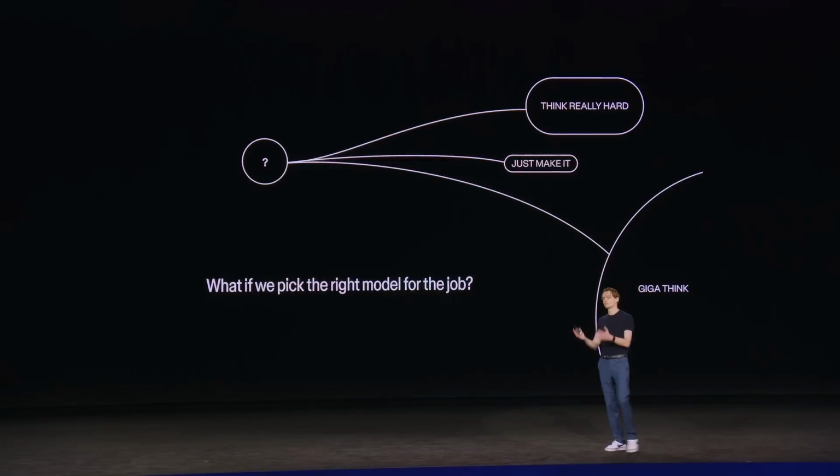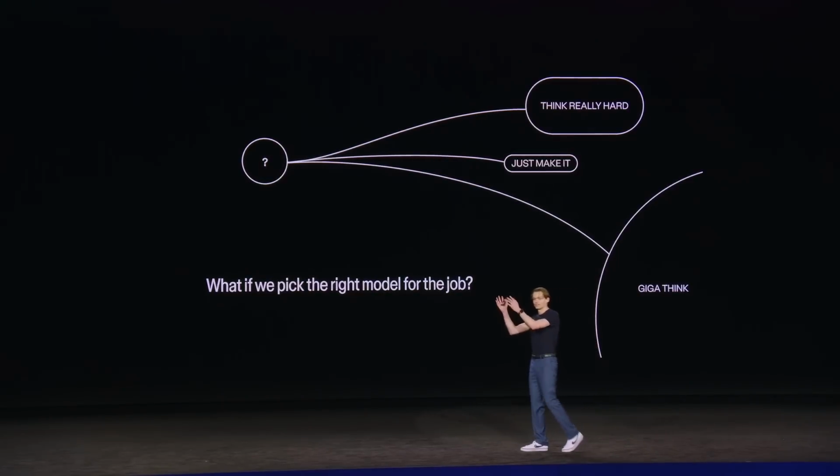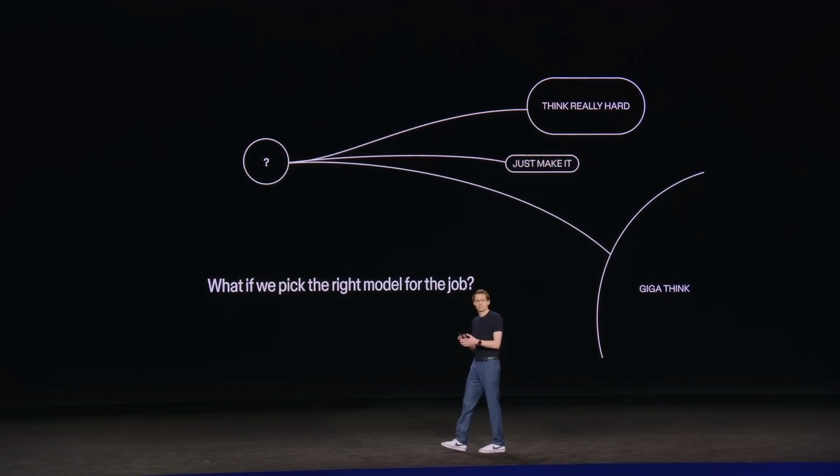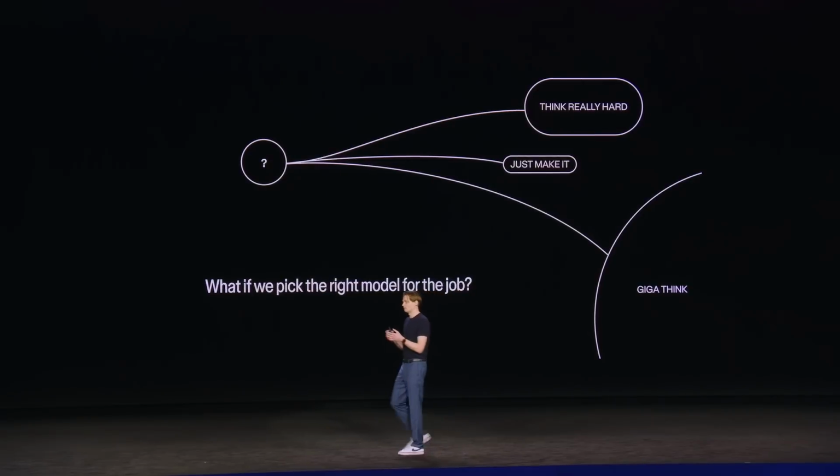Like, maybe we don't need to always go to the super giga thinking model. Maybe we can just sometimes go to its smaller, simpler brother and save latency that way. And that turned out to actually be quite a good idea.